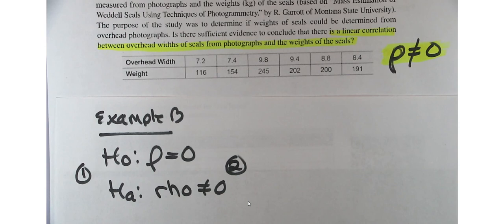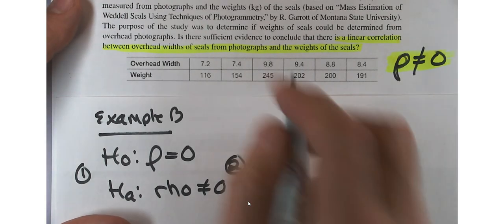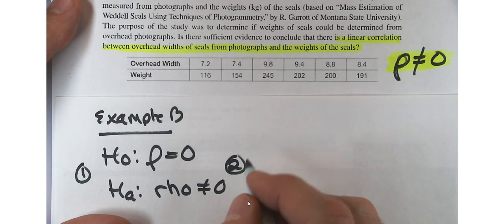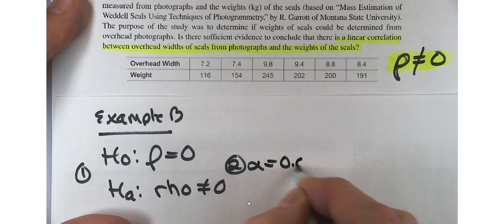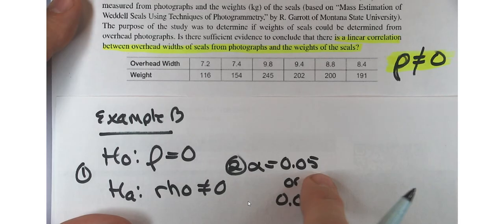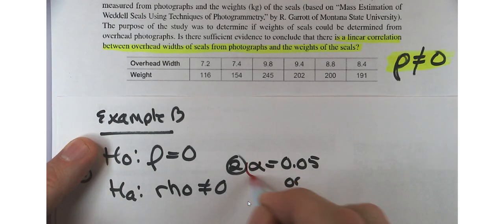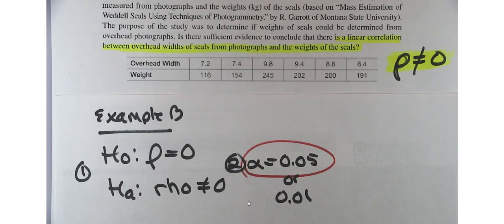Step 2. Marvin, what do we got for step 2? Alpha 0.05. All right, alpha is 0.05. I don't think they actually gave us a value of alpha here at all, did they? 0.05 or 0.01. We'll go with 0.05. I mean, that's typical. I don't think we need to be overzealous in going with a 0.01 level for this kind of data.